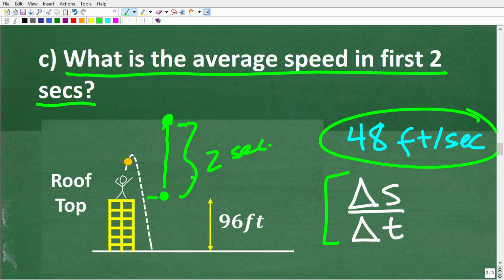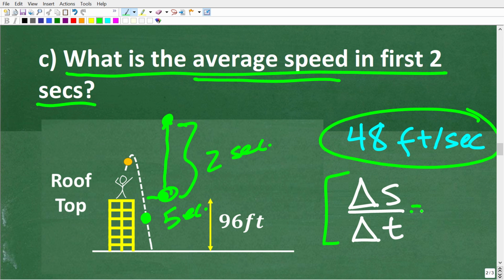Now, this is much different than the instantaneous speed. So, for example, let's say 5 seconds into the flight, the ball is right here. So in that precise moment in time, what's the instantaneous speed? So we're going to calculate questions like that in just a second. But first, we want to determine just the average speed of the ball in the first 2 seconds.